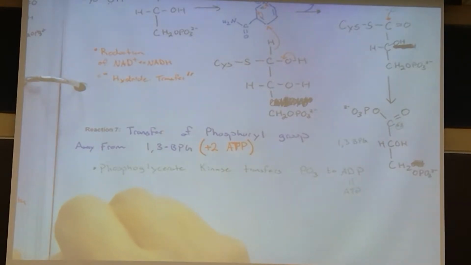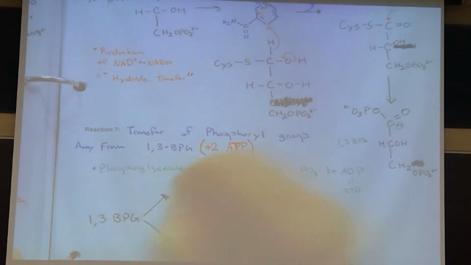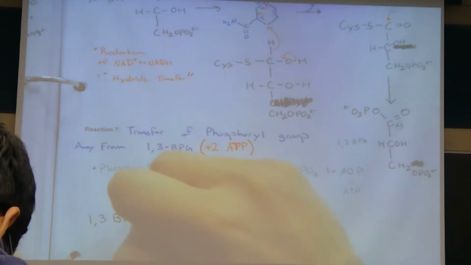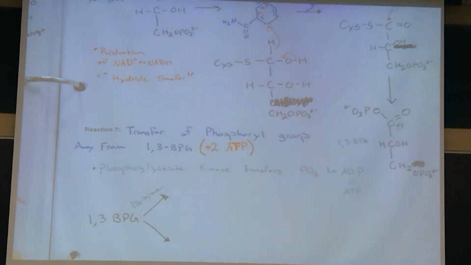This looks a little weird. So 1,3 BPG. At this point has a choice. It doesn't have a choice. It involves 2 pathways. One pathway, the one we just talked about, phosphoglycerate kinase, leads to 3-phosphoglycerate plus ATP. The other path we're going to follow is BPG mutase.